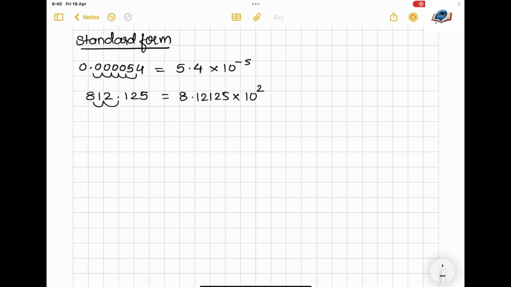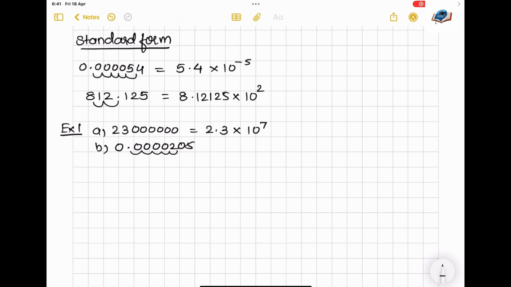Now let us do some examples. It says A1 is 2.3 and 6 zeros. So this I have to write as 2.3 into 10 raised to 7. And B1 is 0.0000205. So see how many points I have to move, 1, 2, 3, 4 and 5. So that will be 2.05 into 10 raised to minus 5.